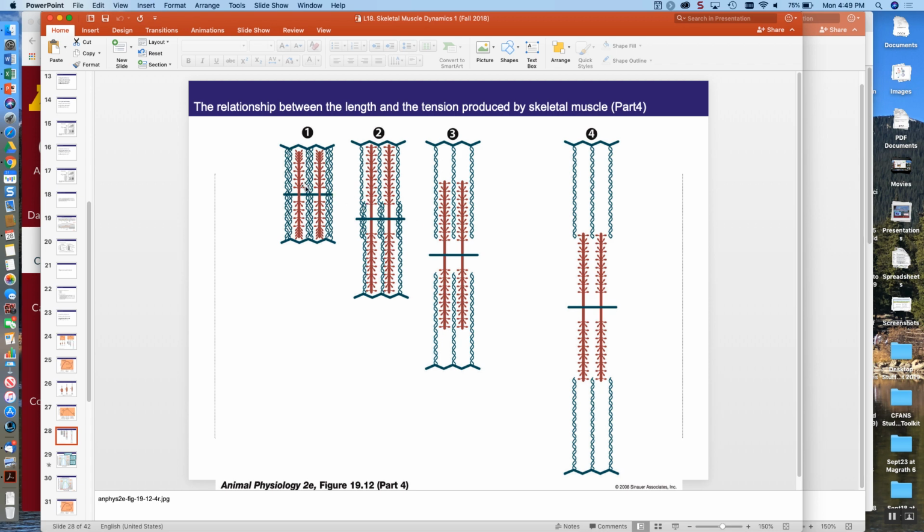If it's too short, like 1 and 2, the actin filaments actually overlap, diminishing the ability for myosin to bind, and there's no room to slide. The Z discs are already so close together, there's no room to go. So it can't generate a whole lot of force with contraction. If it's stretched out too far, like number 4 here, you can see that it also diminishes those actin and myosin interactions, so you can't generate the same amount of force.